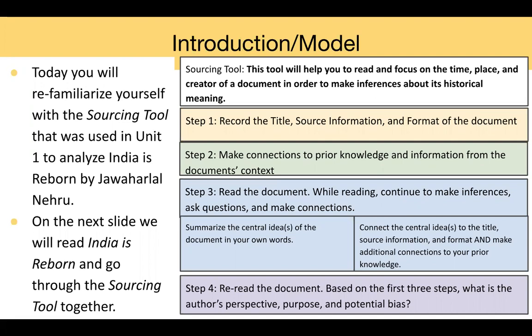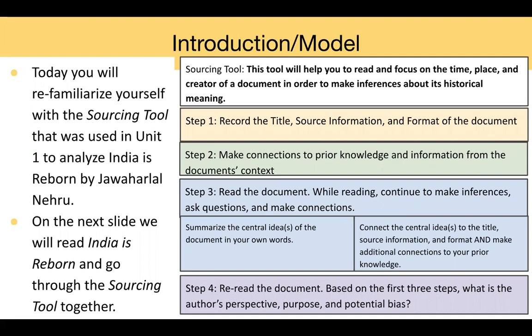Step one, we look at the title, the source information, and the format of the document. In step two, we try to make connections to prior knowledge that we may have and information from the document's context if it's there. Step three, we really read the document closely. And while reading, we continue to make inferences. We continue to ask questions and make connections. This is where we'll be annotating the text.